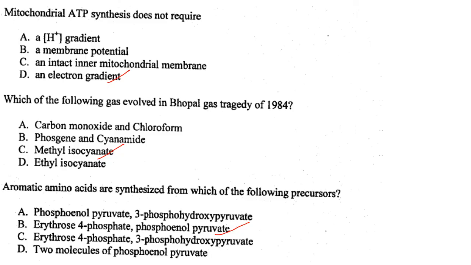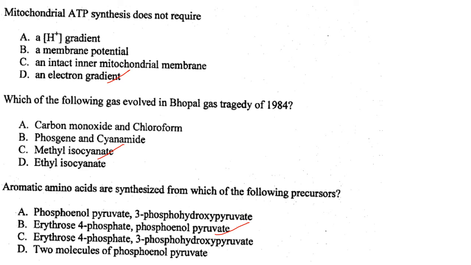Then mitochondrial ATP synthesis does not require an H plus gradient, a membrane potential, an intact inner mitochondrial membrane, or an electron gradient. So it does not require an electron gradient. It requires an H plus gradient. So answer is option D.